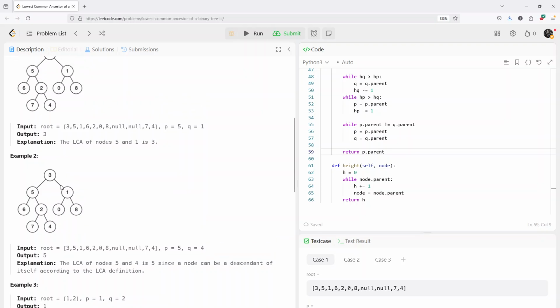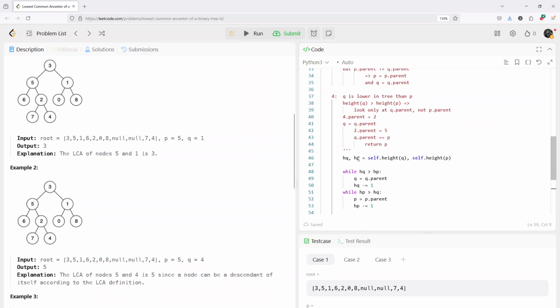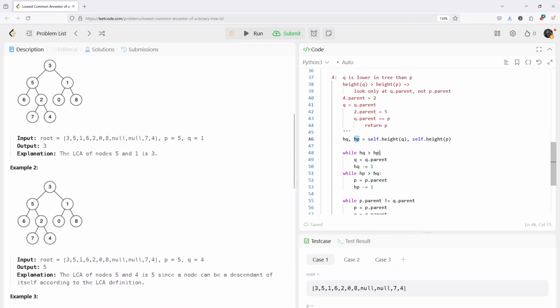Let's look at this here, 5 and 4. So this is gonna have height 1. This is gonna have 1, 2, 3. So then HP would be 3. HQ would be 1. Yeah, Q is the 4. Okay, so HQ would be 1. HQ is greater than HP, so then Q equals Q.parent, and 4 equals 2. Decrease the height by 1. Then 2. So now you're at the 5 and a 2. So, okay, so this is wrong.